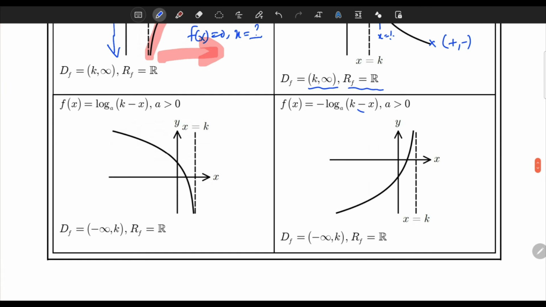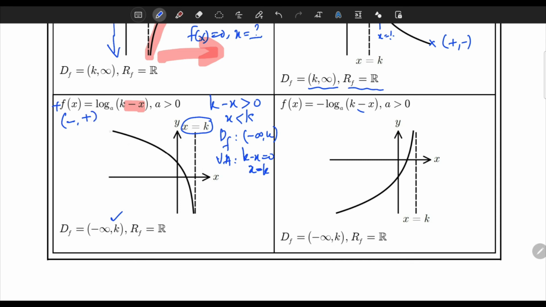Similarly for the next two graphs, inside the log, k minus x must be greater than 0, so you get x less than k. So this is the domain, negative infinity to k. Then your vertical asymptote, k minus x equals 0, so you get x equals k. Again, that is your vertical asymptote. Then you look at the sign: here x is negative, and here it's positive. So the point will be negative, positive.